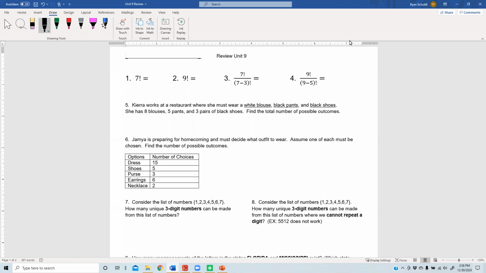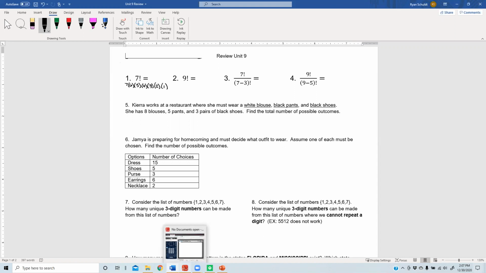So the first four are just pure computation. Can you type these in the calculator? Can you compute them and get your answer? Now, 7 factorial. Let's first remember what factorial means. That means you're essentially counting down as you multiply. So 7 times 6 times 5 times 4 times 3 times 2 times 1. You multiply all those together as you count down.